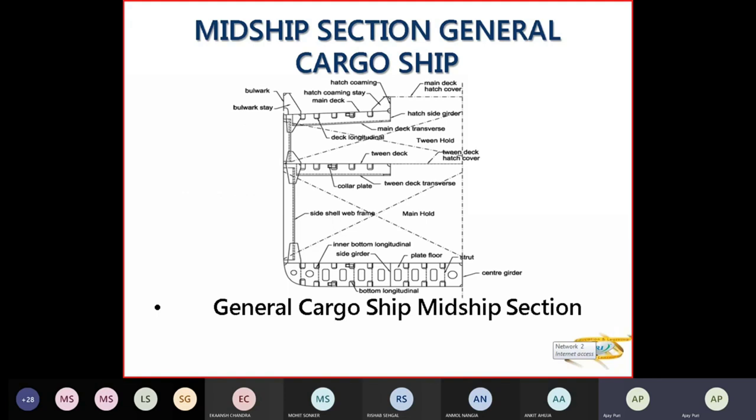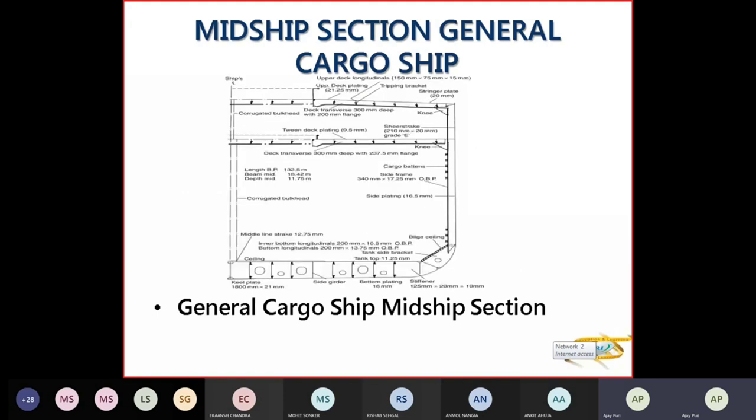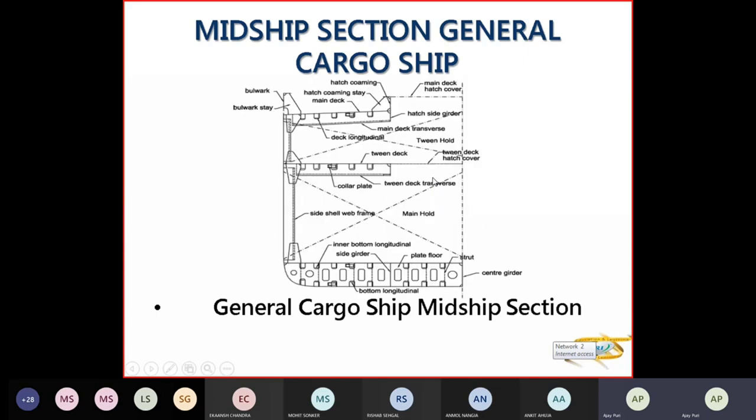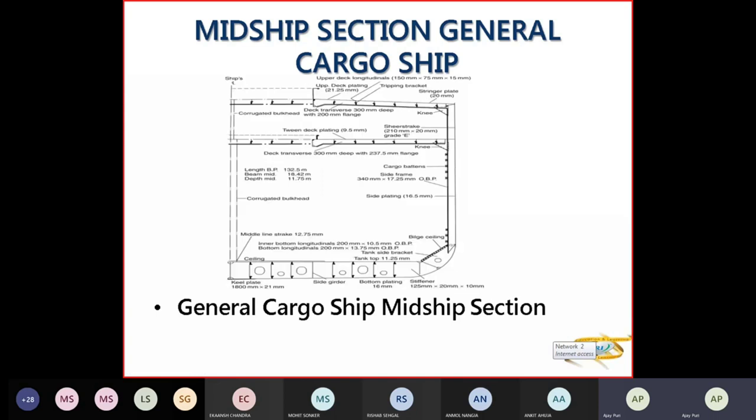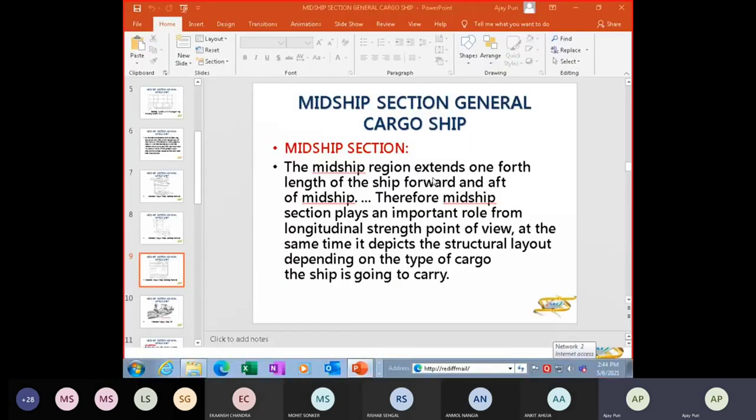Now we'll come to the general cargo section. So this is the preferred drawing. Try to make only this drawing, not the other drawings. You have other drawings here, which are these ones. Don't try to make these ones. Just make this one, which is of DJIR. Now let me enlarge this further.